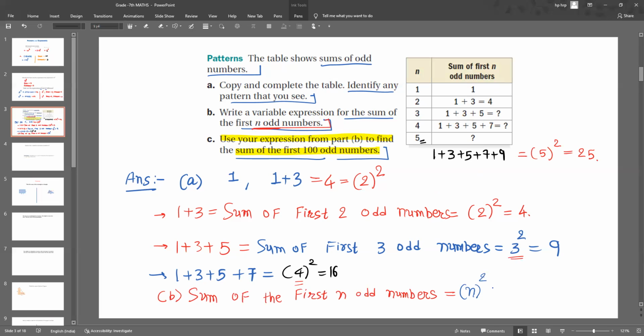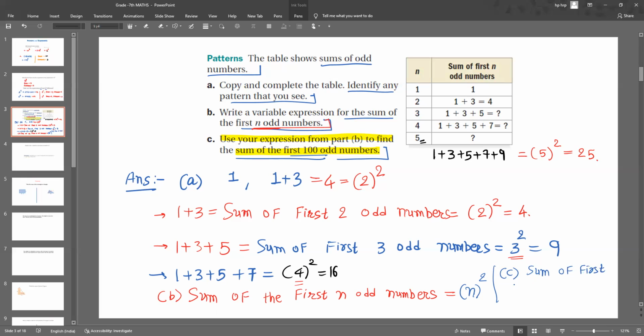Okay. Similarly, you can see what is the answer of this C. In C, we have the first 100 odd numbers. So what can you say about that one? The sum of the first 100 odd numbers is what?